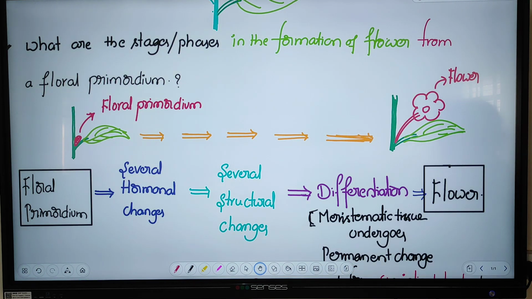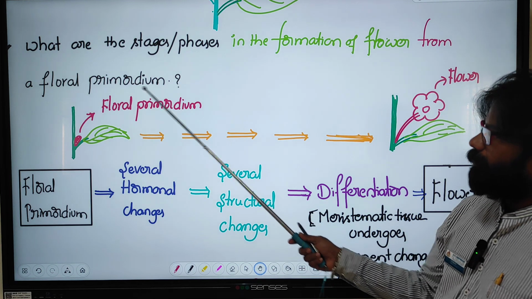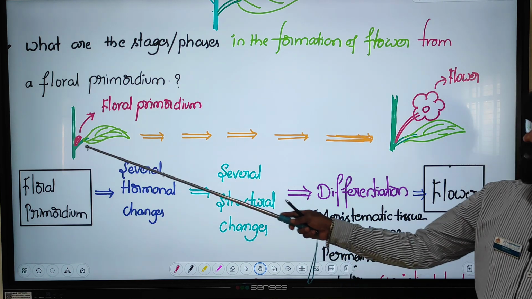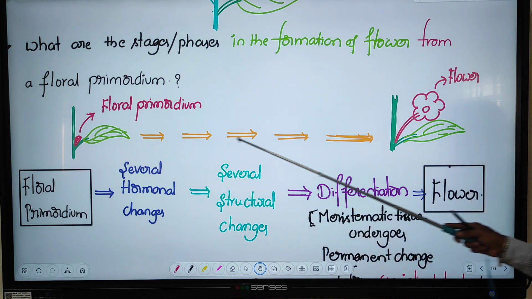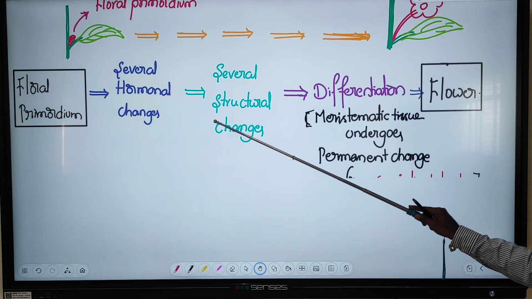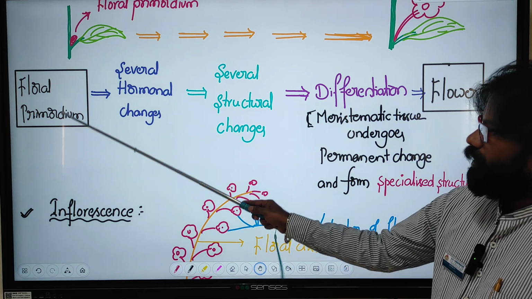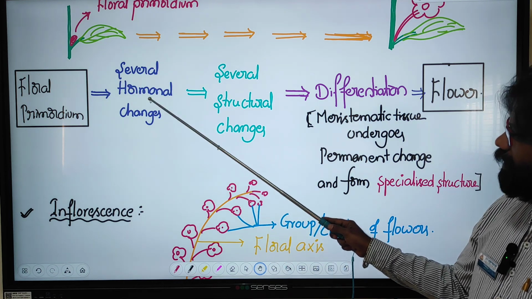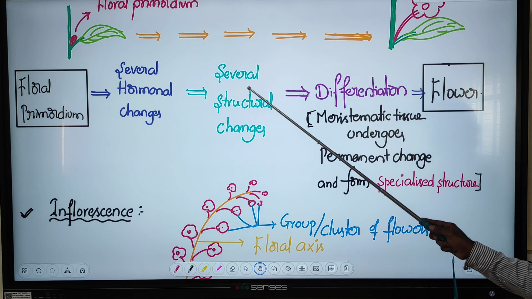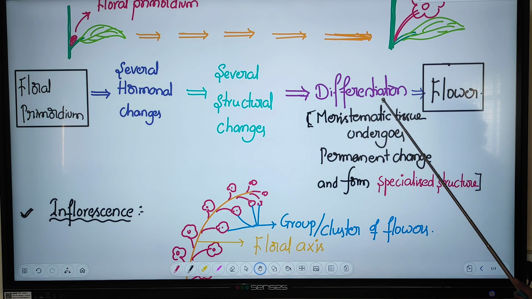Next, what are the stages or phases in the formation of a flower from a floral primordium? You see here, this is a floral primordium and finally after a number of changes the flower forms. Now in between, what changes are happening? This is given in flowchart form. See, first the floral primordium. The floral primordium is involved in several hormonal changes. Then afterwards it undergoes several structural changes. Then afterwards the differentiation. Then finally the flower.